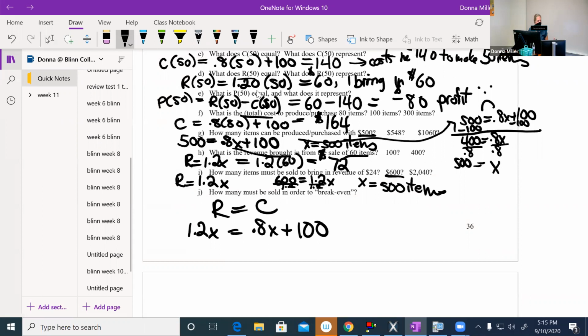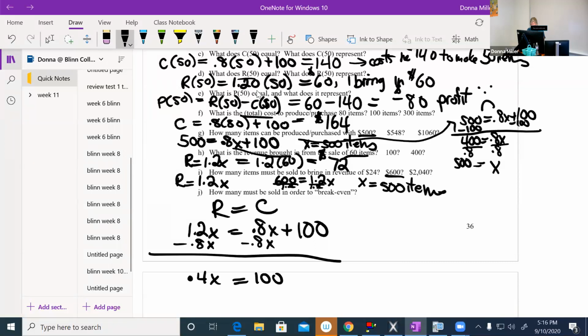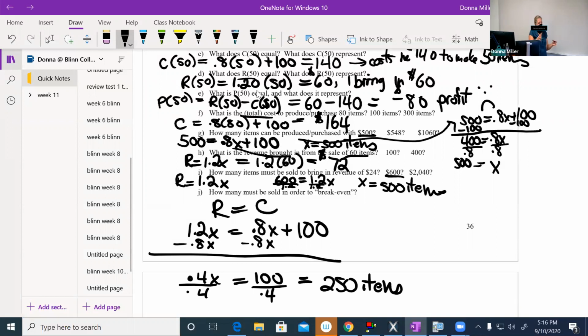All right, so this is what I have to solve. It's a little bit of algebra. I'm going to move the x's together. I'm going to subtract 0.8x. I end up getting 0.4x equals 100. Divide by 0.4. So somebody with a calculator do 100 divided by 0.4. So 250 items are what I need to sell in order to break even. That's where my revenue equals my cost.